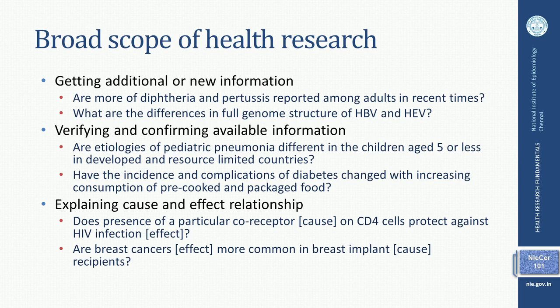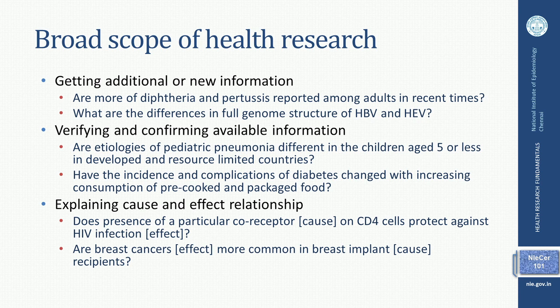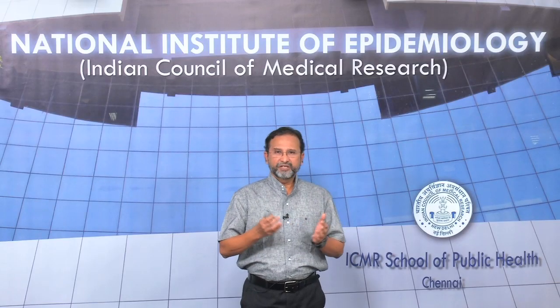Many a times health research is also focused on finding out the cause and effect relationship, and this could be applied if you think about it in multiple situations. For example, there is a presence of a specific receptor on a type of white blood cells called CD4 cells in the human body, and they are believed to protect against HIV infection. But whether they protect against a particular serotype of HIV infection, or they have a generalized effect, this could be evaluated under cause and effect relationship related research.